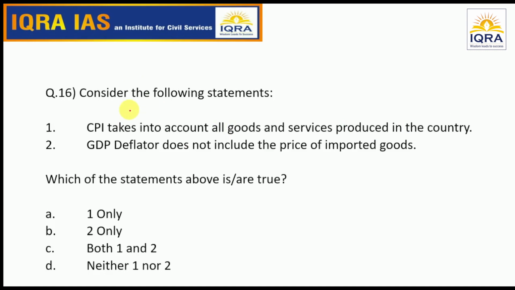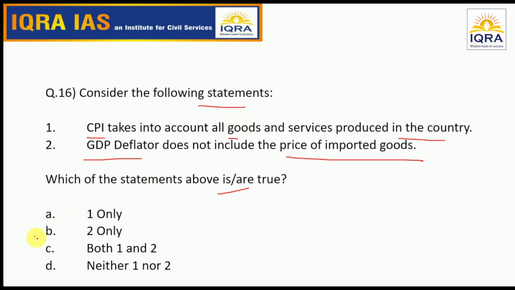Question number 16. Consider the following statements. First, CPI, Consumer Price Index, takes into account all goods and services produced in the country. Second, GDP deflator does not include the price of the imported goods. Again, which of the statements are true? So here, the first statement, that CPI takes into account all goods and services produced in the country, no.